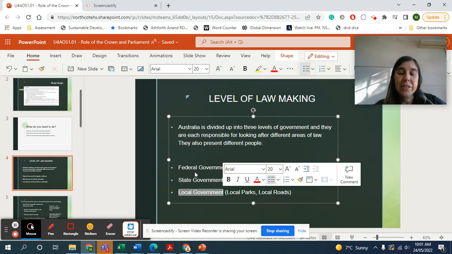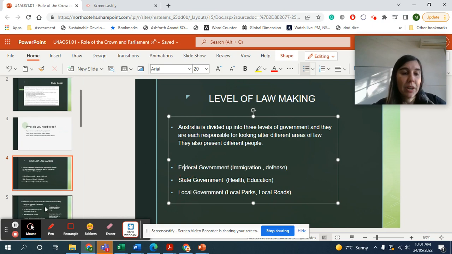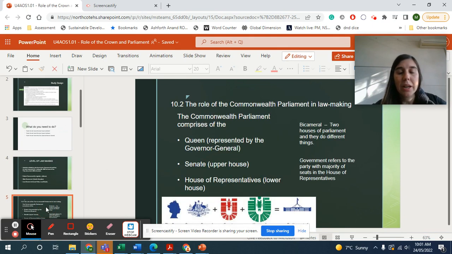So three areas. We're going to focus on the federal government to start with, and we divide our federal government, or our federal parliament, I should say, not government, our federal parliament into two houses. So we divide it into two physical buildings, and they each serve a slightly different function.